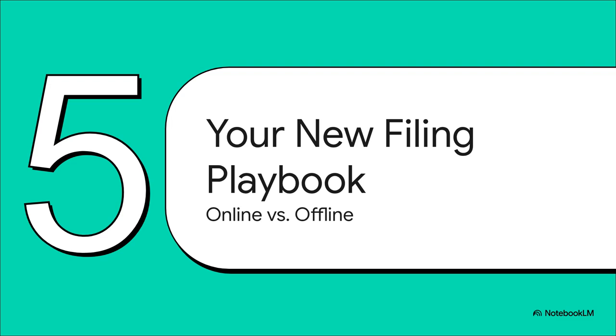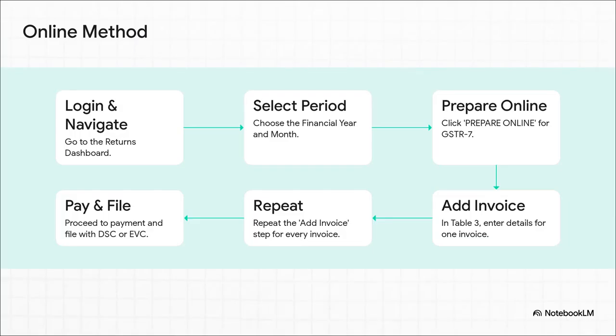All right, let's get practical. How do you actually file this new GSTR 7? We're going to walk through your new filing playbook, and you've basically got two ways to do it: online or offline. First, the online method. This is really only for folks with a low volume of invoices. If you have just a handful each month, this could work. You just log into the GST portal, navigate to the returns dashboard, and choose Prepare Online for GSTR 7. The catch? In Table 3, you have to click Add and enter the details for every single invoice, one by one. After you've done that for all of them, you can pay and file.